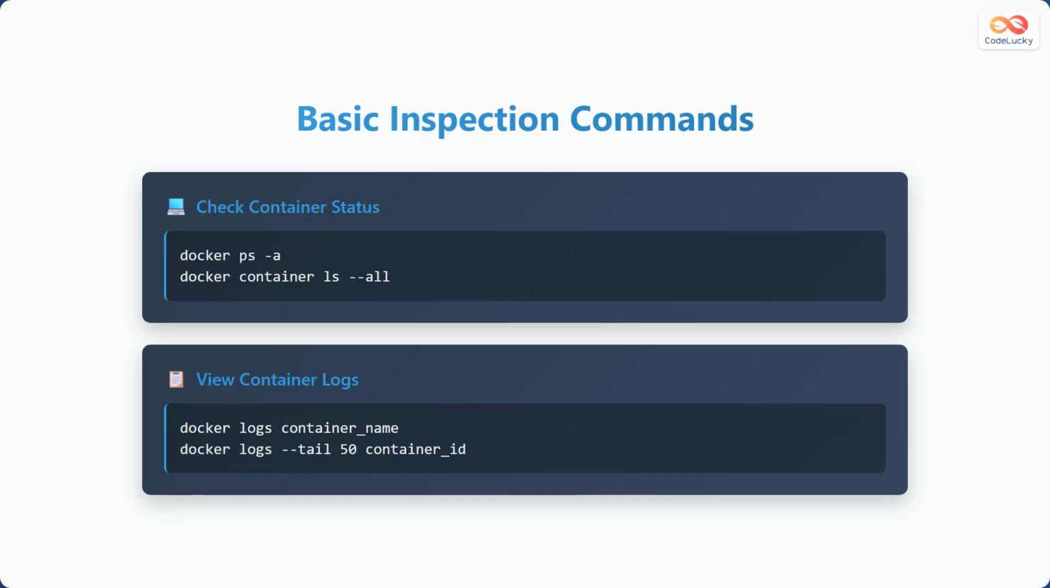Let's explore some basic commands for inspecting container status and logs. To check the status of your containers, use docker ps, or docker container ls --all. These commands show all containers, including those that are stopped. To view the logs of a container, use docker logs container_name, or docker logs --tail 50 container_ID. The tail option shows the last 50 lines of the container's logs.